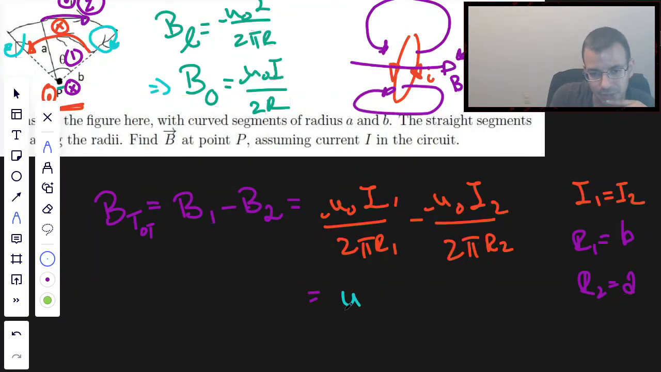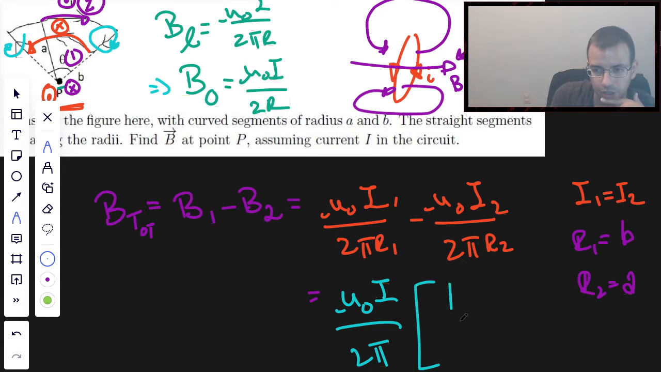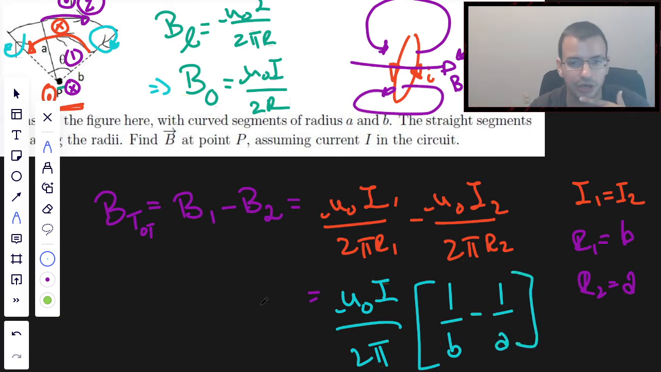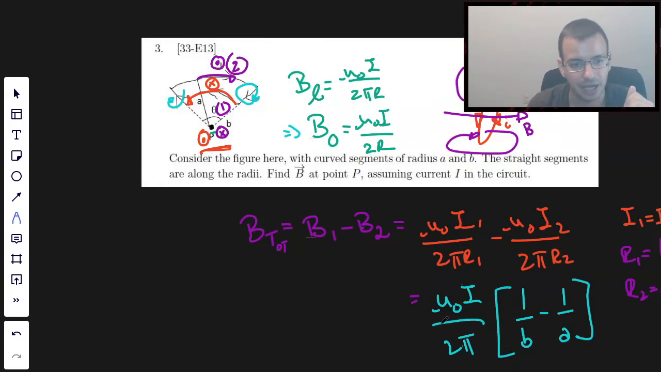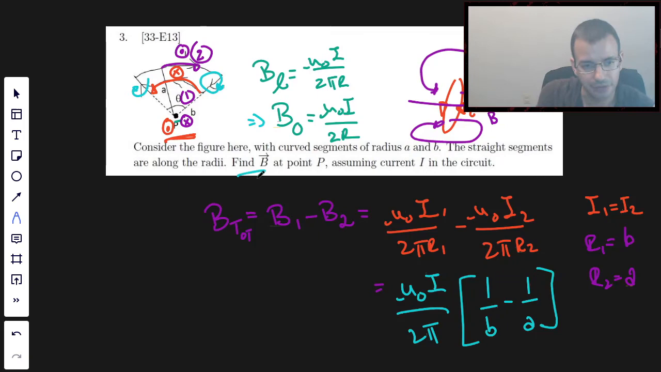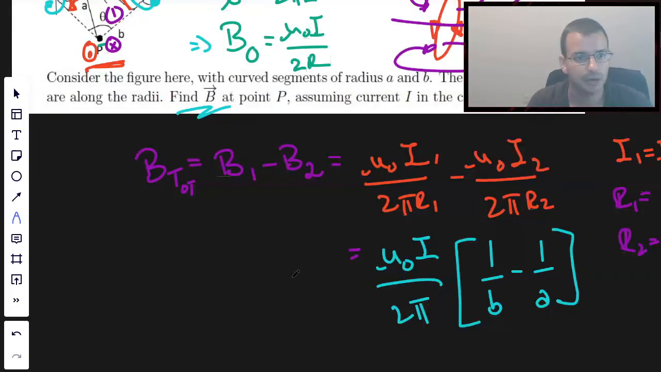So then this becomes mu naught I over 2 pi multiplied by 1 over B minus 1 over A. Since B is the smaller number and A is the larger number, 1 over B minus 1 over A will be a positive number. They don't actually give us numbers, so this is all we have to do. So this is how I would approach it.